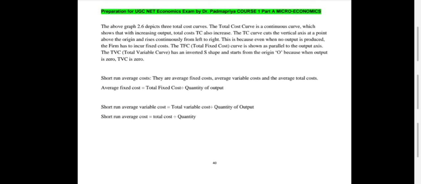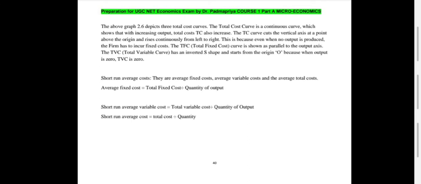Now let us go to the graph 2.6, which represents the total cost curves. We have TC, which is total cost curve, TVC, which is total variable cost curve, and TFC, which is the total fixed cost curve. The above graph 2.6 depicts three cost curves.